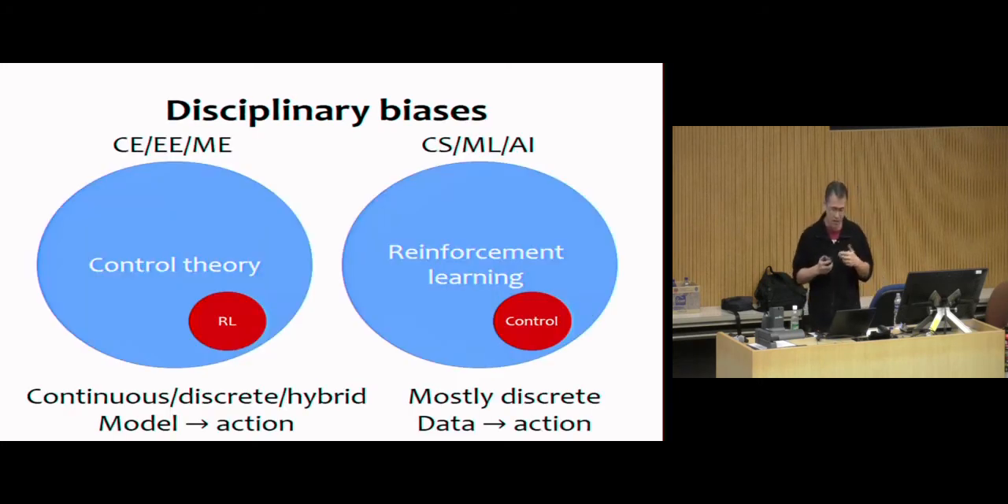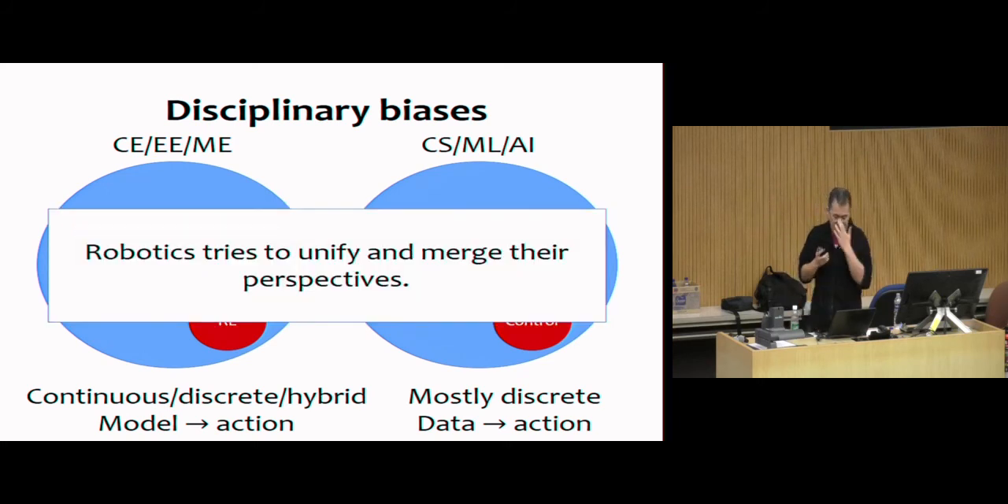First of all, even though they are the same thing, they actually have different biases. If you get a PhD or degree from the ME department or EE, then you like the control theory, but you only know a bit about reinforcement learning. But if you get a PhD from CS, then you may know a lot about reinforcement learning, but not too much about control. For the control theory, they focus more on the continuous dynamics, and also a lot on the model. For CS, we actually care much more about the data than the model, and we only care about the discrete dynamics. Robotics actually wants to unify both parts, as we see in our examples.